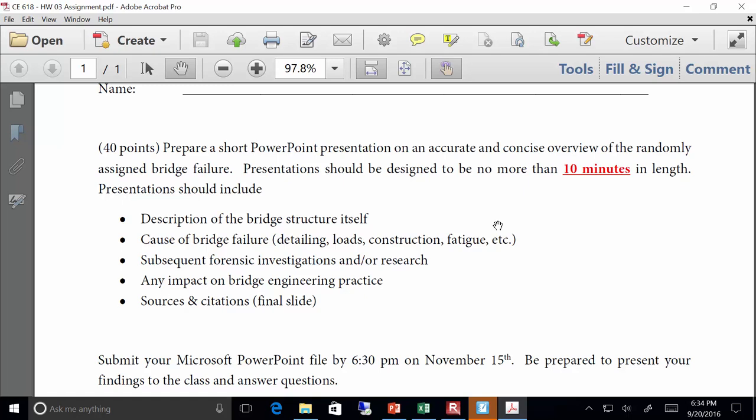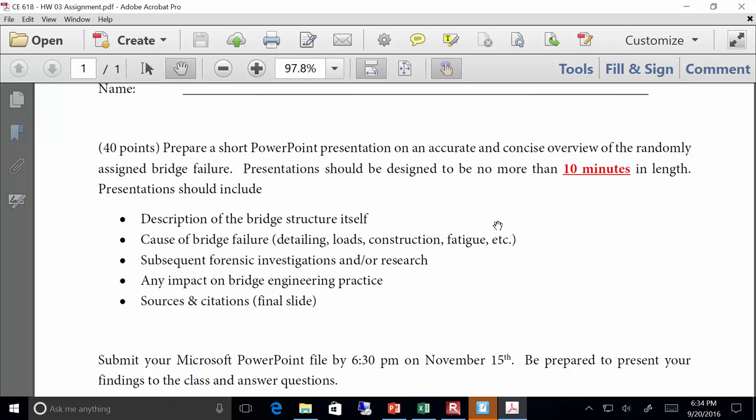Now, you're going to prepare a short PowerPoint presentation. I've got 12 bridge engineering students in here, so it's only going to be about 10 minutes apiece, and then I might ask a question or two, and then we'll move on to the next one. We'll just keep going, and that'll be the week before Thanksgiving break.